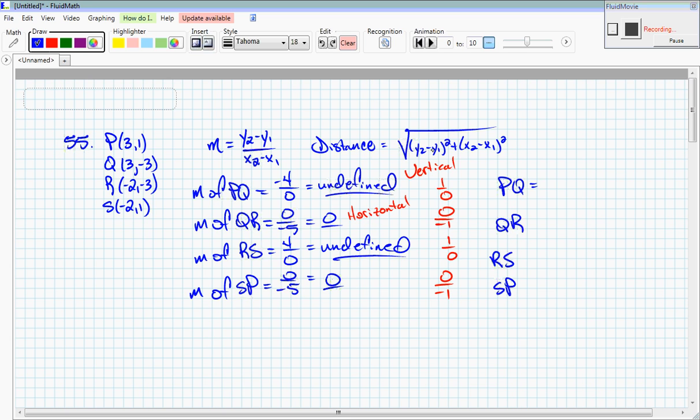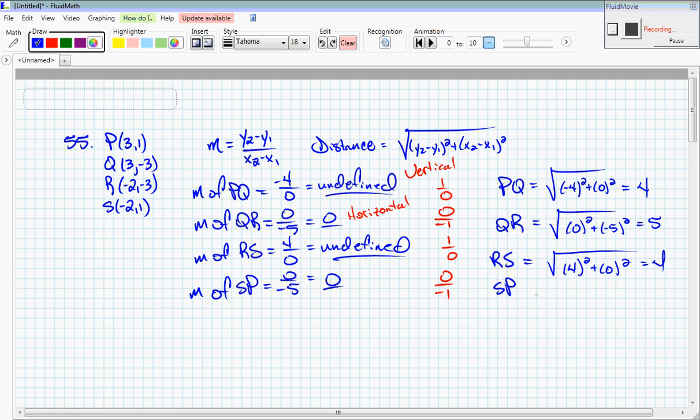Remember, the distance formula, y2 minus y1 squared. Now, the non-reduced form, negative 4 would be y2 minus y1 squared, so we would square a negative 4 plus 0 squared. So this is going to equal the square root of 16, or just 4. For QR, we have the square root of 0 squared plus a negative 5 squared, or just 5. For RS, it's going to be the same as PQ. We're going to have 4 squared plus 0 squared, which is 4. In SP, we're going to have the square root of 0 squared plus a negative 5 squared, or just 5.